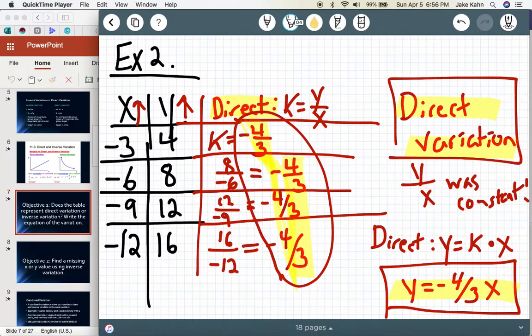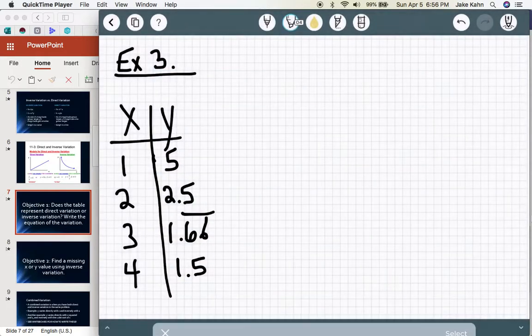Direct variation problems like this one, you've actually already done the same exact type of problem back in Q1. So this example 2 is totally review. We've actually done this exact same thing before. Moving forward to example 3, one more before we move on to our next objective.